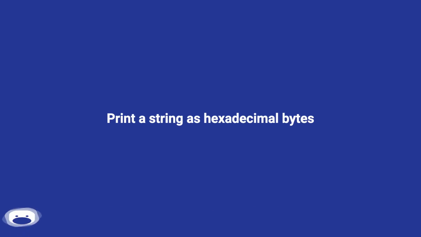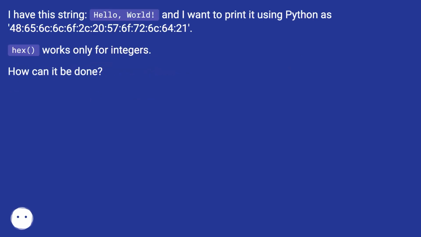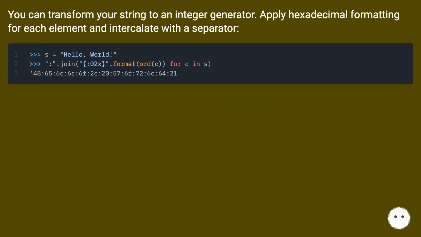Print a string as hexadecimal bytes. You can transform your string to an integer generator. Apply hexadecimal formatting for each element and intercalate with a separator.